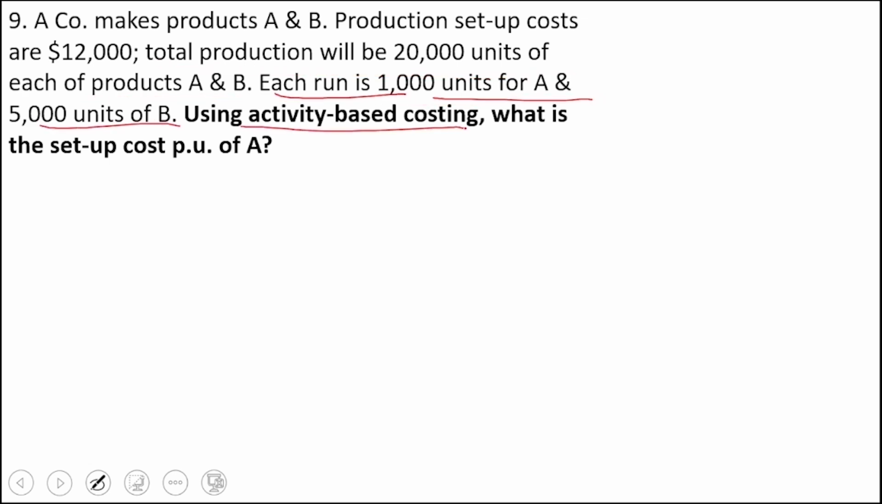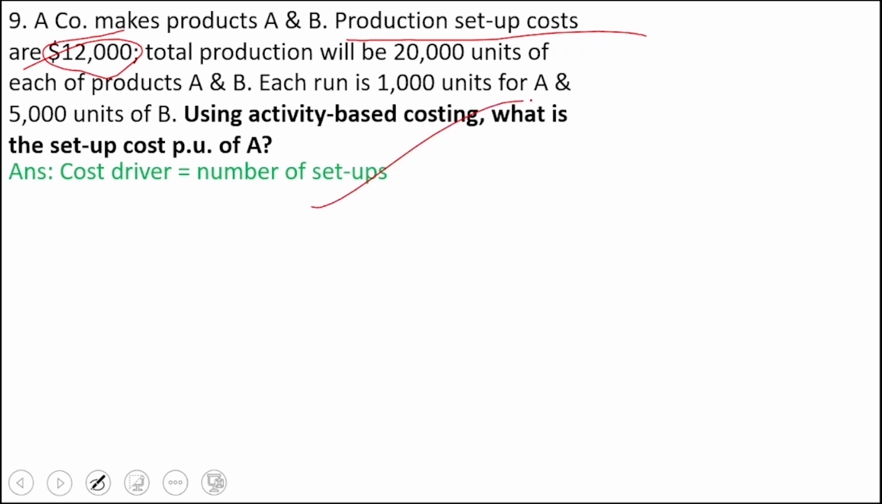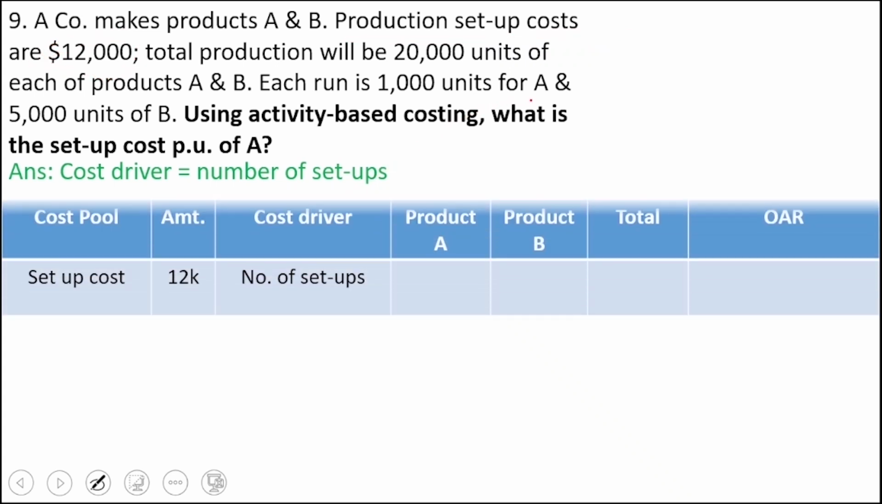Using activity-based costing, what is the setup cost per unit of A? So here the cost pool is the setup cost, which is $12,000, and for setup cost we know that the cost driver is the number of setups. So we copy the ABC format. Setup cost, which is a cost pool, the amount given in the question is $12,000 and the cost driver is definitely the number of setups.